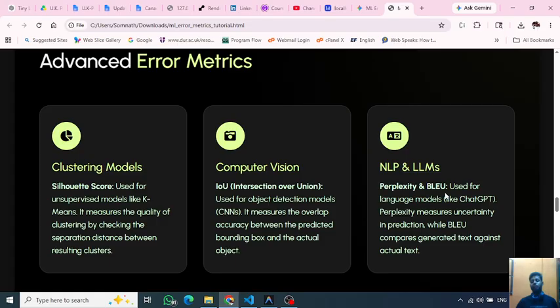Now NLP and LLMs: perplexity and BLEU. These two metrics are used for language models like ChatGPT. Perplexity measures uncertainty in prediction, while BLEU compares generated text against actual text.